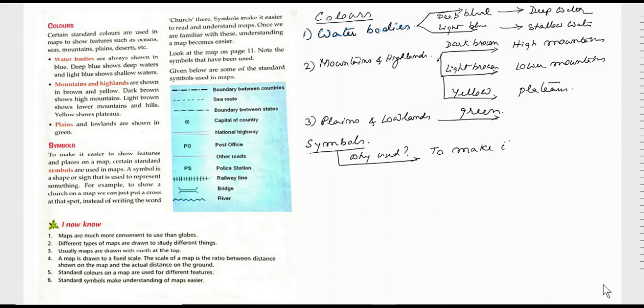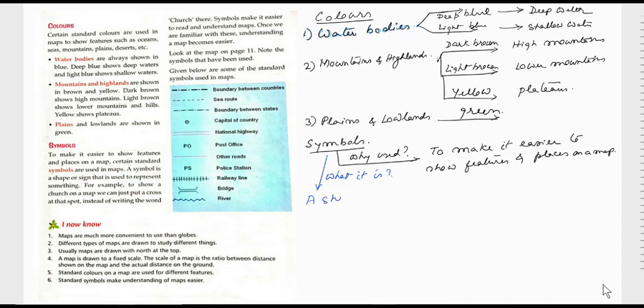On the left hand side, in the blue color, you'll be able to see the different symbols used in maps. And you must know the symbols, they will come in your exams. All the symbols: boundary between countries, sea route, boundary between states, post office, other roads, national highway, police station, railway line, bridge, river. All these symbols you must know, because these symbols are plotted in maps.